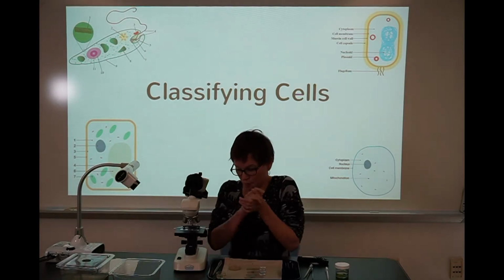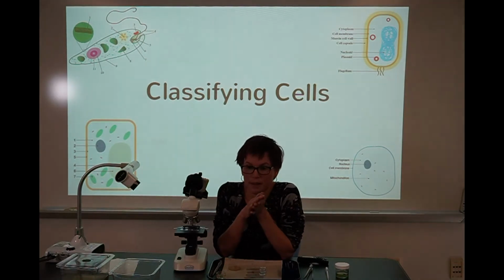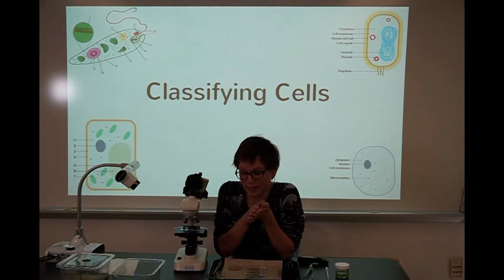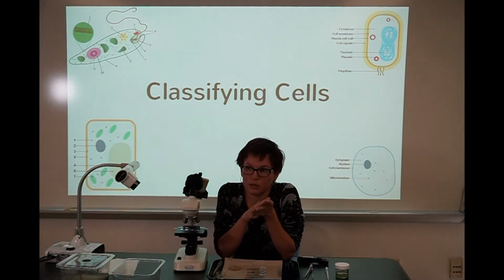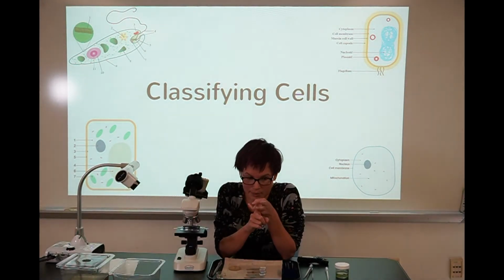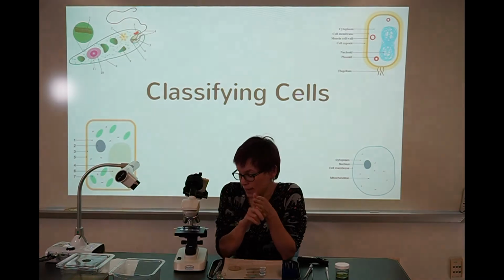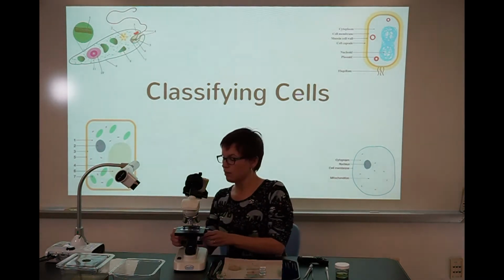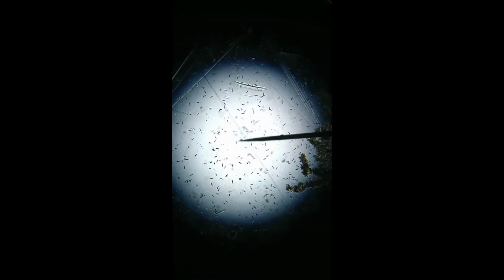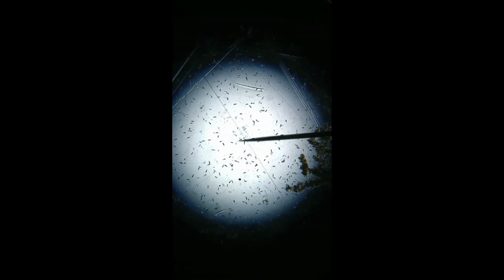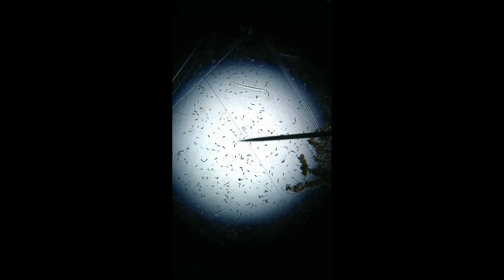All right, so this first cell that I'm going to show you, we haven't talked yet about how to classify cells really, so I'm going to want you to just think in your head, best guess, what do you think you're looking at? Do you think you're looking at a plant cell, an animal cell, a protist, or a bacteria? Okay, so we're going to go ahead and take a look over here, see what we can see. Okay, so now as you're looking here, kind of try to make some observations. You can probably see movement.